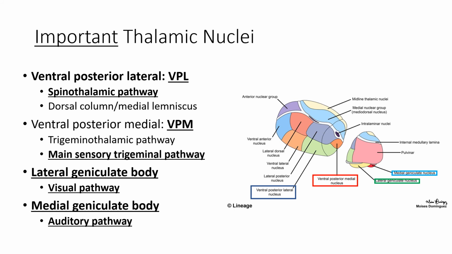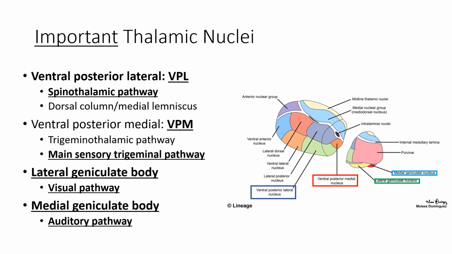VPL, ventral posterior lateral, so remember that's that spinal thalamic pathway and dorsal columns. So both spinal thalamic and dorsal columns will travel through the medial lemniscus and then go up to that VPL and then out to its appropriate area of homunculus man in the cortices.